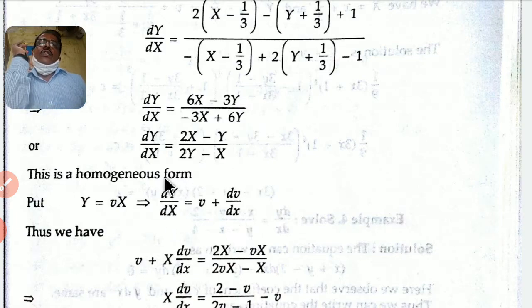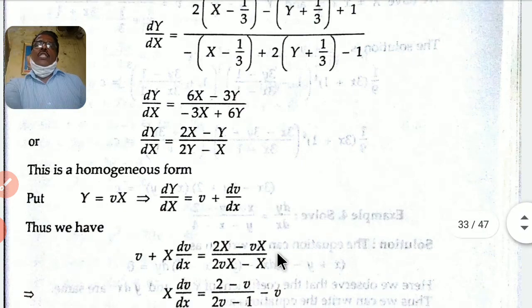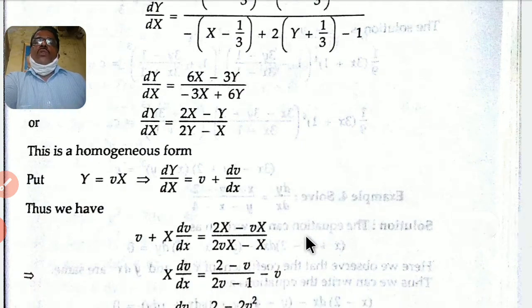Then dY by dX is equal to v plus capital X into dv by dX, which is equal to 2x minus capital Y. Capital Y means vx, and 2 into capital Y is again vx, so vx minus this x as it is. We apply the homogeneous equation method: if it is a homogeneous function, we put y equal to vx. There we have small x and small y, and here we have capital X and capital Y, which you should remember, and make the substitution accordingly.